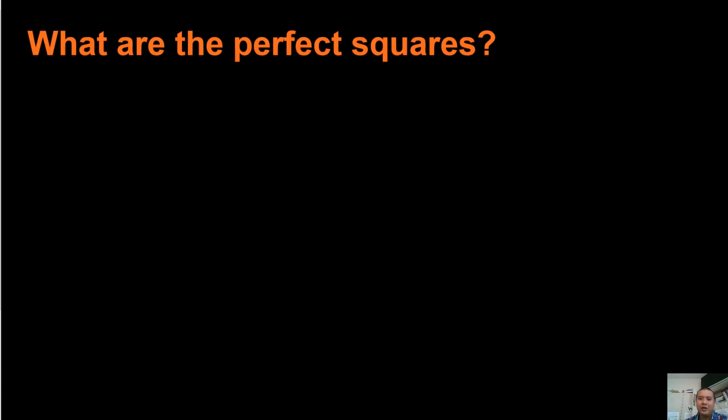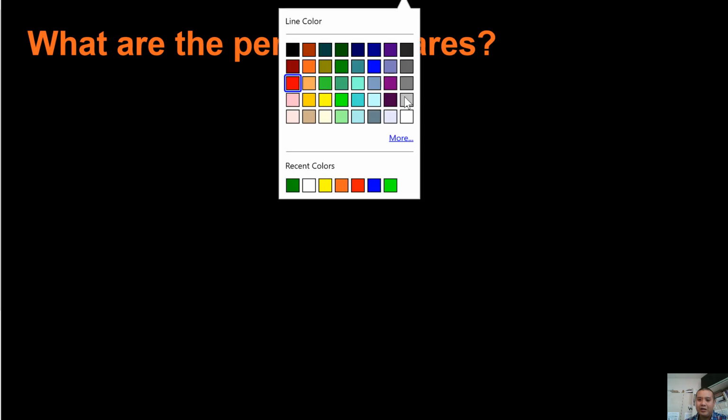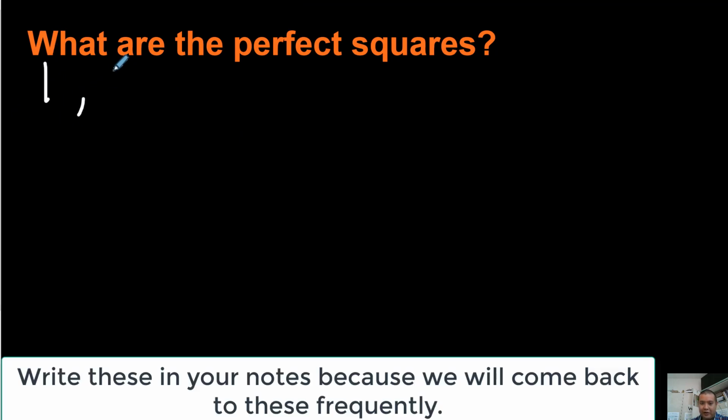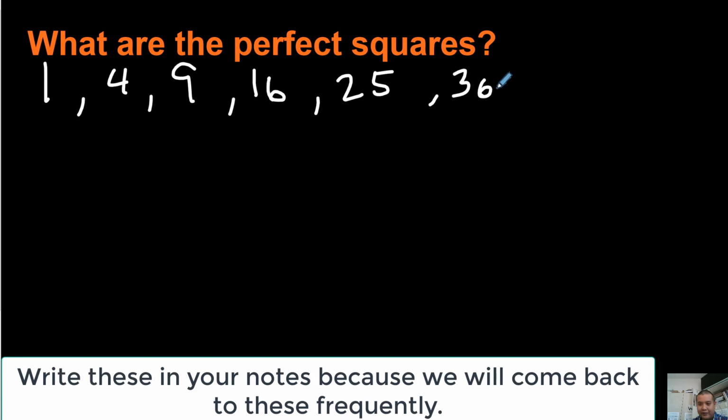But in order to do this, we need to remember what our perfect squares are. So let's use white. I like white. So the perfect squares are, again, 1. Be sure to write these at the top of your notes. 1, 4, 9, 16, 25, 36. Here, the 6 times 6, 7 times 7 is 49.